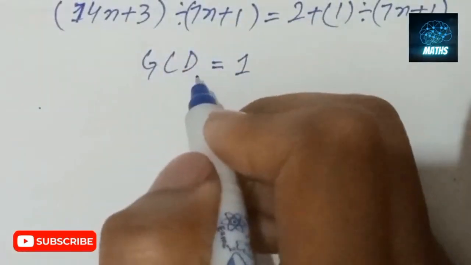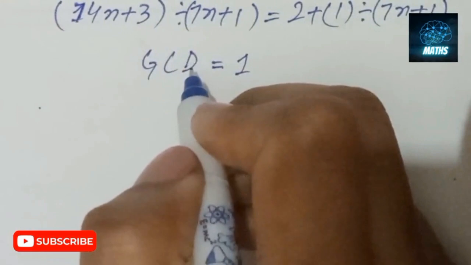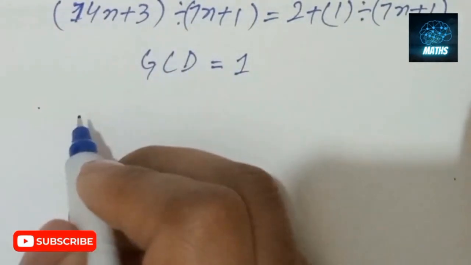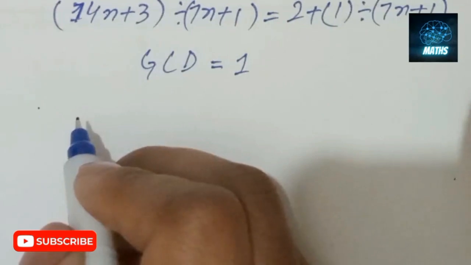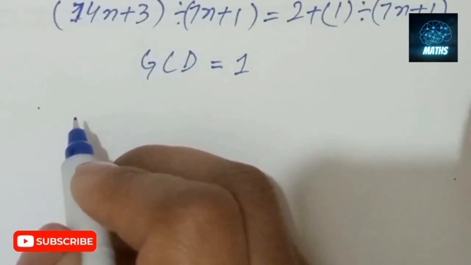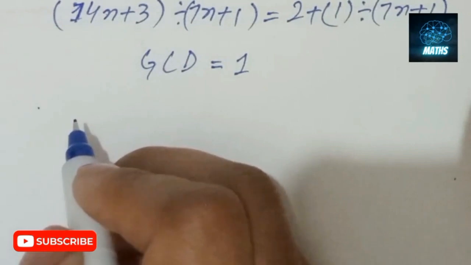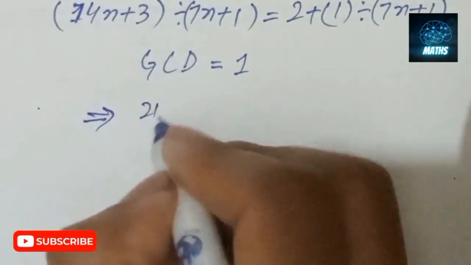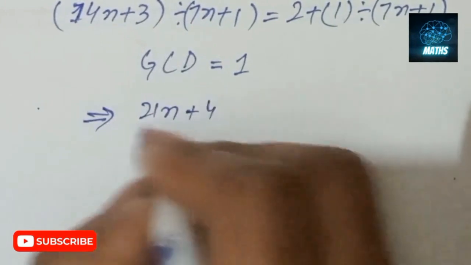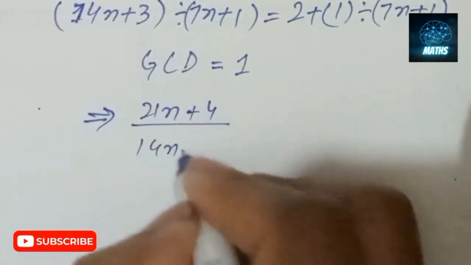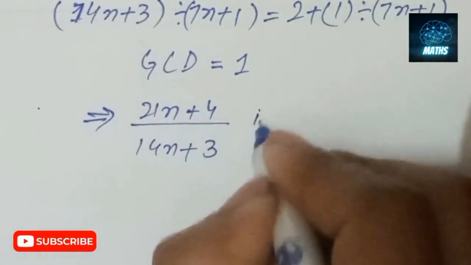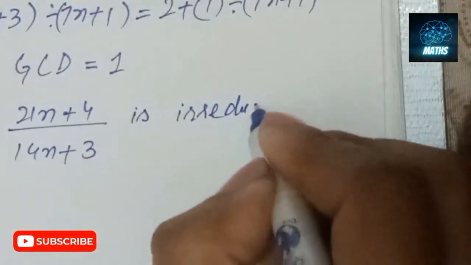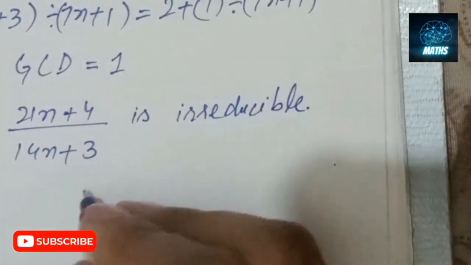So the greatest common divisor is 1. This means that we cannot divide 21n plus 4 or 14n plus 3 any further. So they have only one common factor, that is 1. This implies that 21n plus 4 over 14n plus 3 is irreducible, which is what was required.